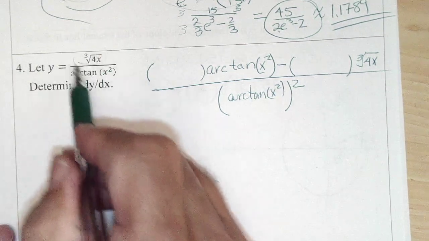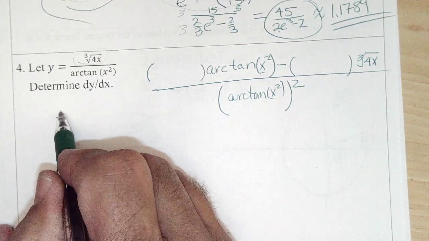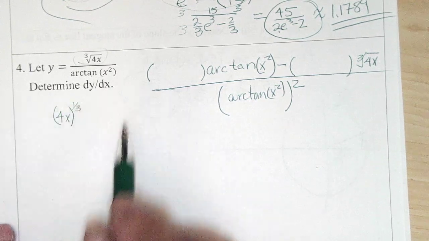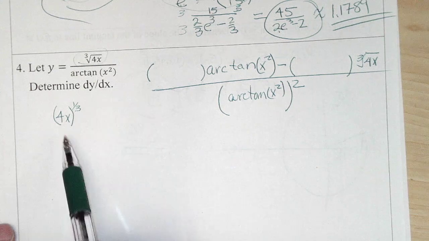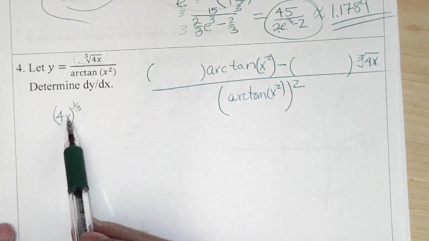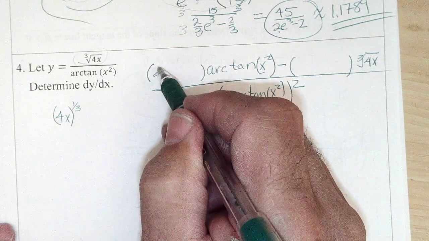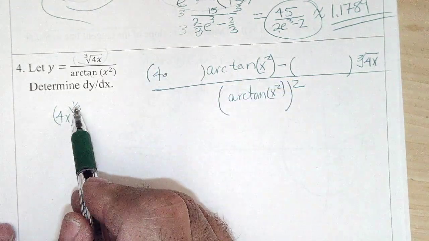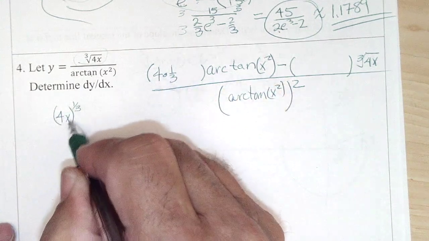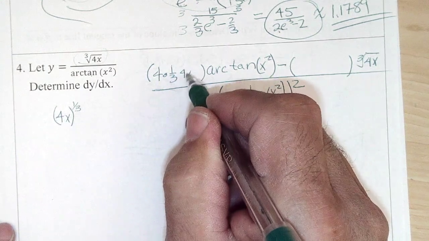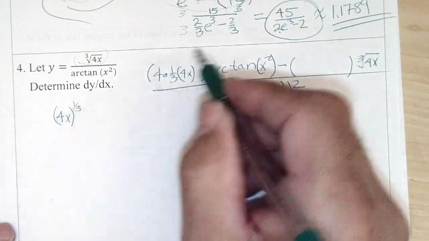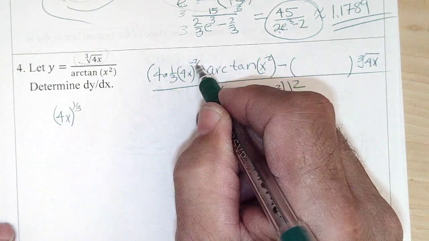Okay, so the derivative of the numerator, that's 4x to the 1/3. So the 4 is inside, so this is chain rule. Derivative of the inside is 4 times 1/3, 4x to 1/3 minus 1 is negative 2/3.